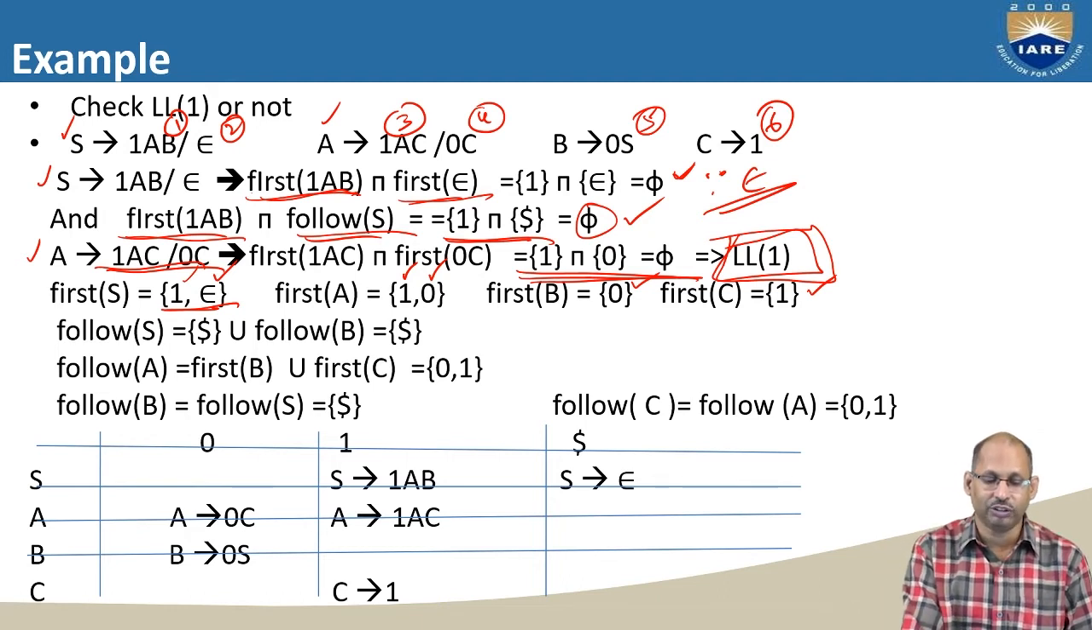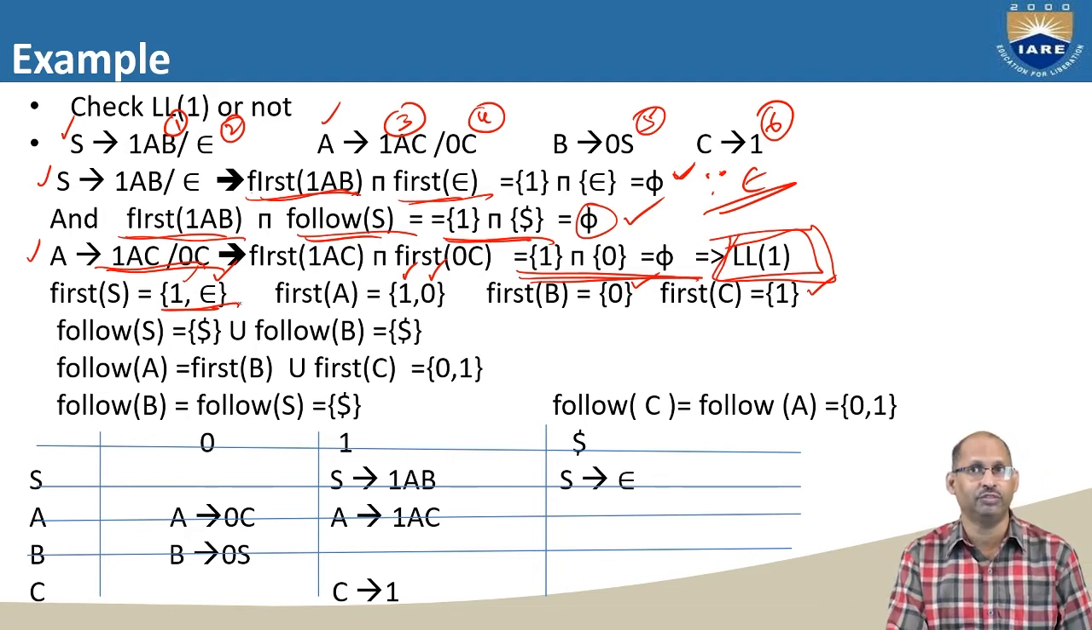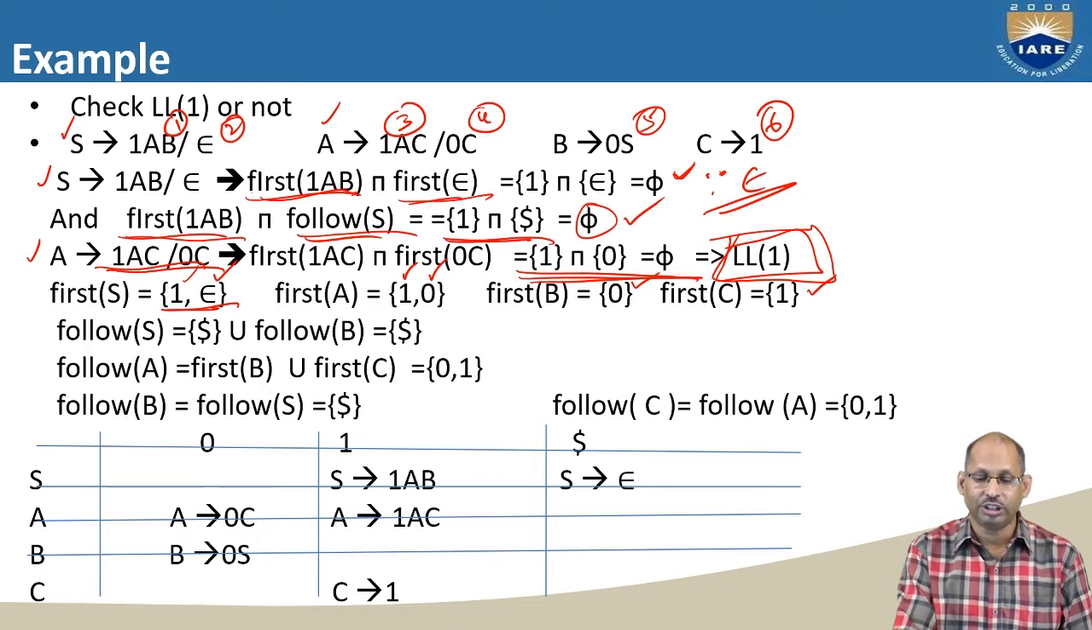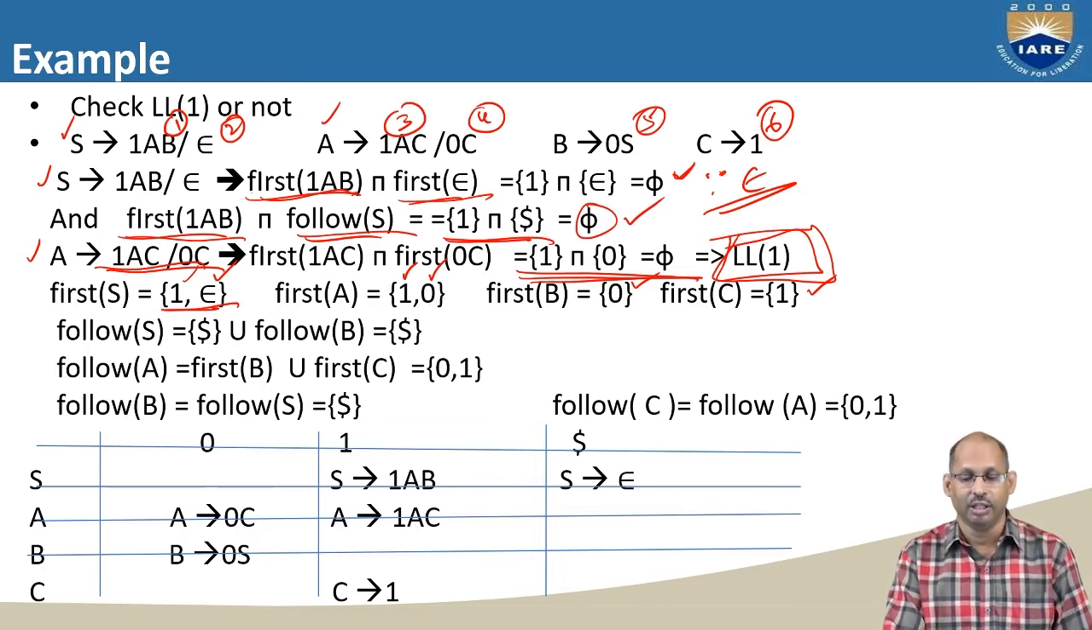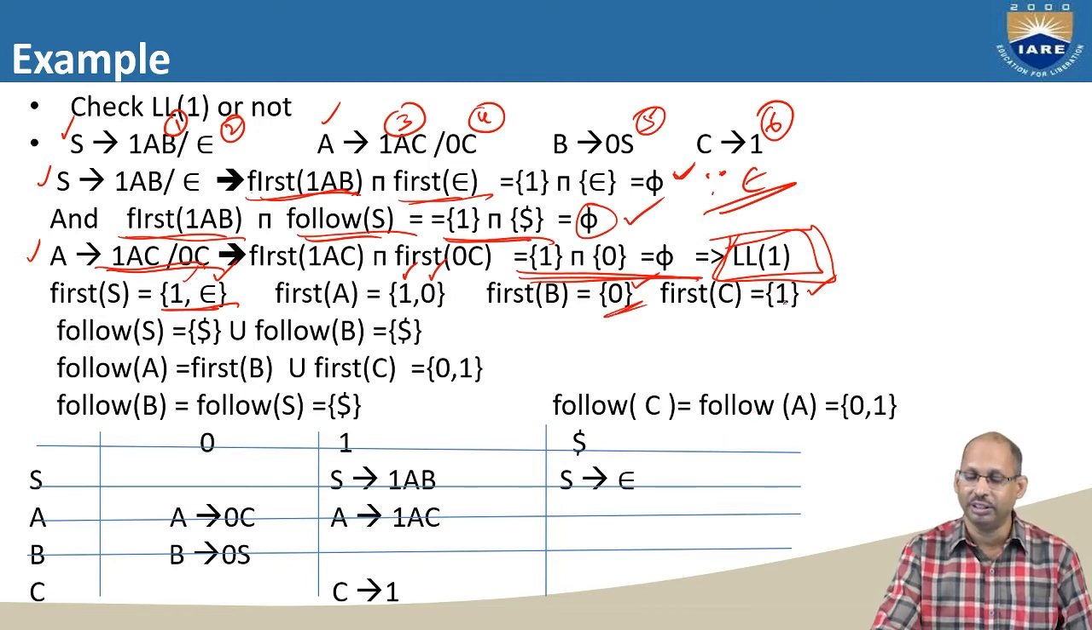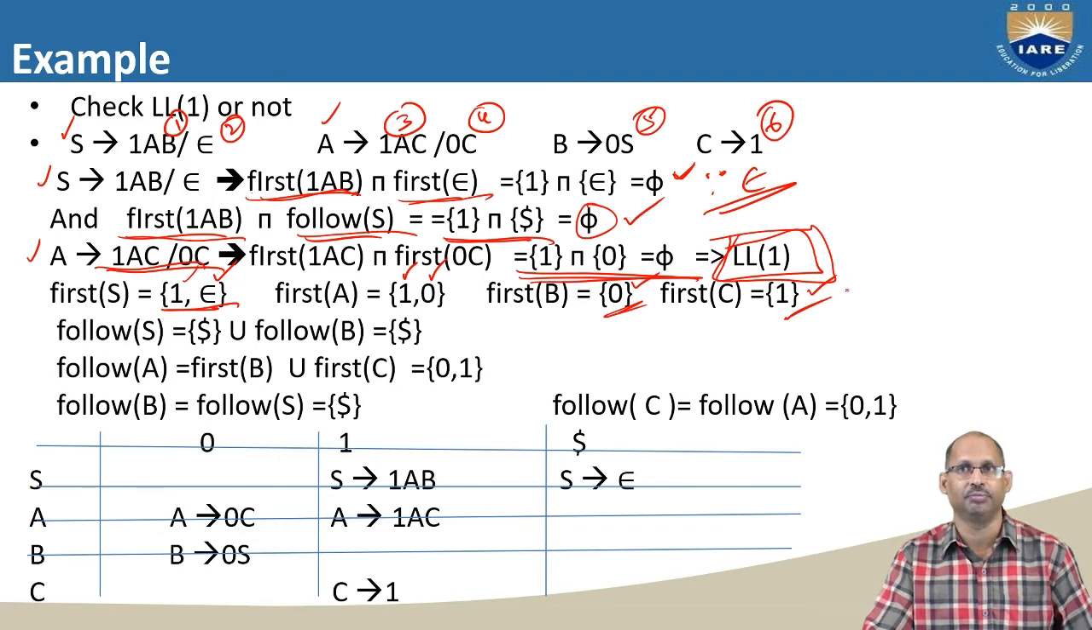Here first of S equals 1 comma epsilon, from the first and second productions. First of A is 1 comma 0, from the third and fourth productions. From the fifth production it is 0. From the sixth production it is 1.